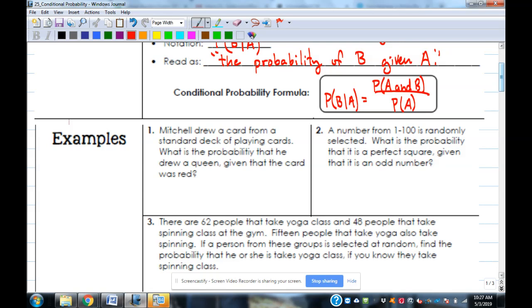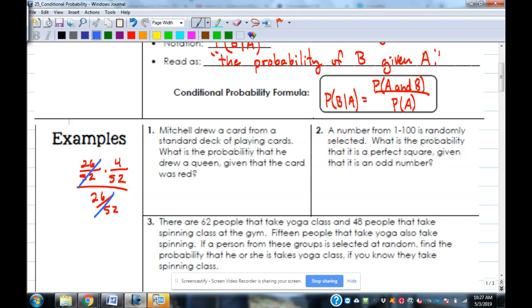If we do it with the formula, event A is that it's a red card. So how many red cards are there? 26 out of 52. That's one event. The other event is that it's a queen. How many queens are in the deck? 4 out of 52, right? And then we divide by the probability of getting a red, so 26 out of 52. On this one, the 26 out of 52 cancels each other out.